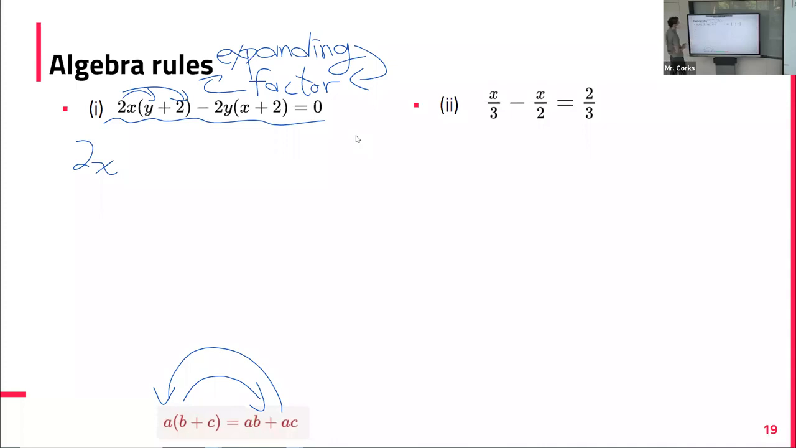So expand and factor. All right, 2xy plus 4x, and then here minus 2yx minus 4y. And hopefully we all recognize or remember that's 2xy, yx. Those are the same thing. We just changed the order of multiplication. That's not a big deal.